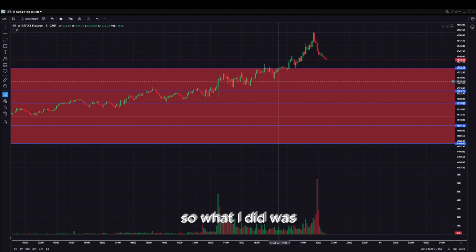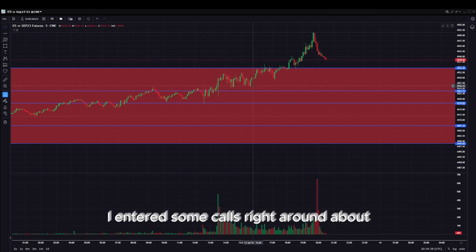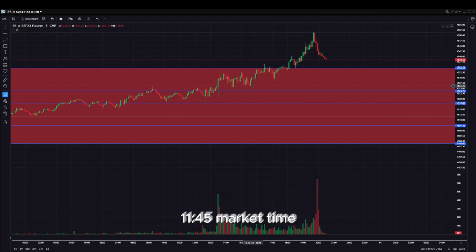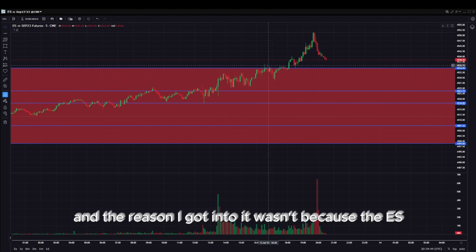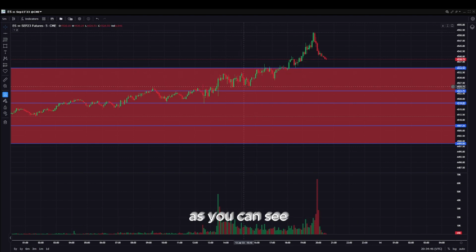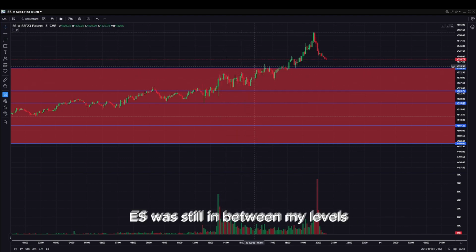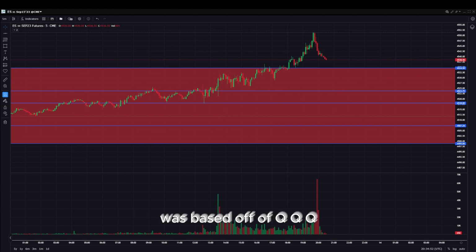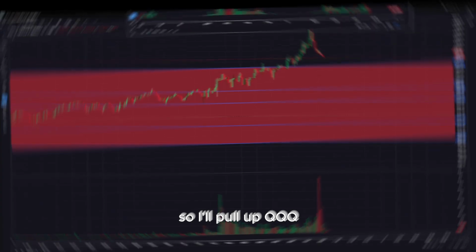So we'll get into the trade. What I did was I entered some calls right around 11:45 market time. And the reason I got into it wasn't because of ES. As you can see, ES was still in between my levels. The reason I did get into that position was based off of QQQ. So I'll pull up QQQ.